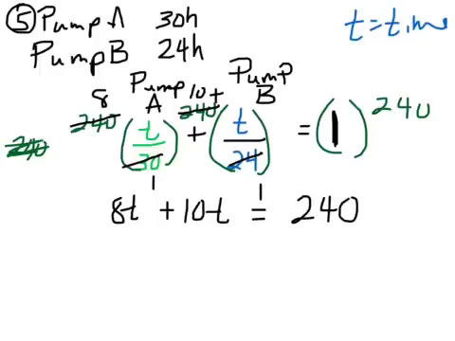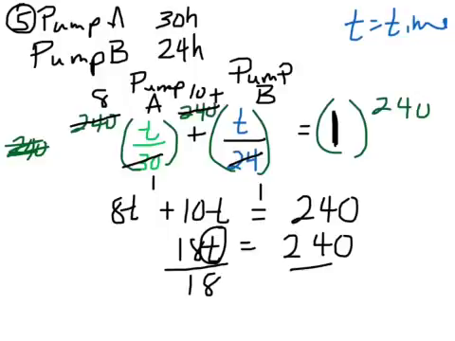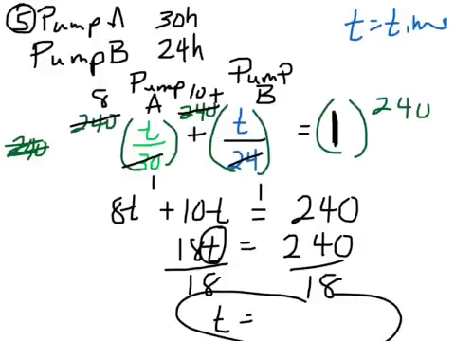Well, 8t and 10t are 18t. 18t is 240. If I want to solve for the amount of time it took both of them to do it, all I got to do is divide both sides by 18. I'm going to let you divide that out on your own and get the answer, but the answer will be whatever we have, 240 divided by 18.